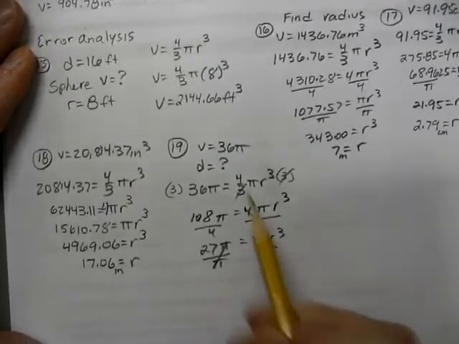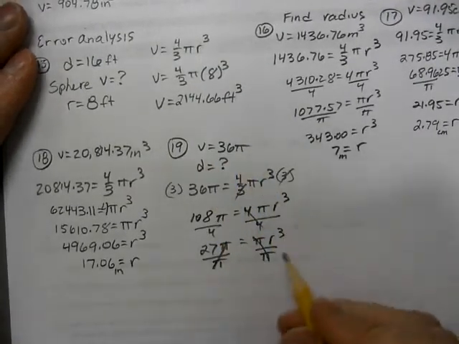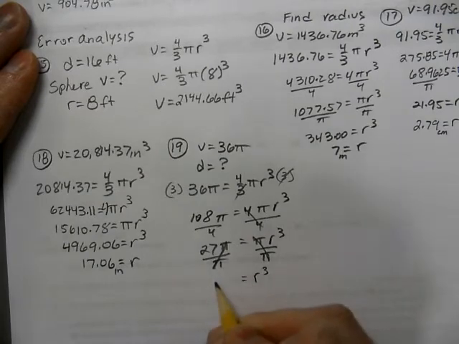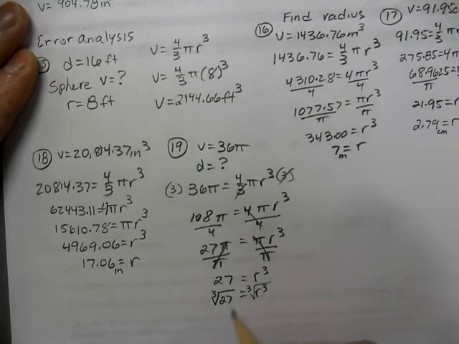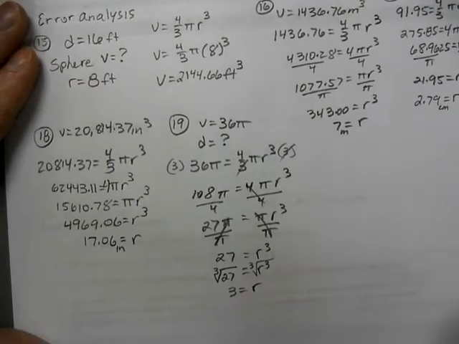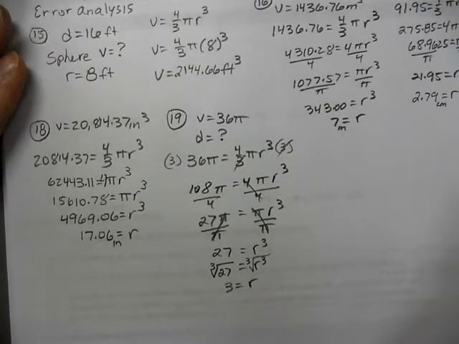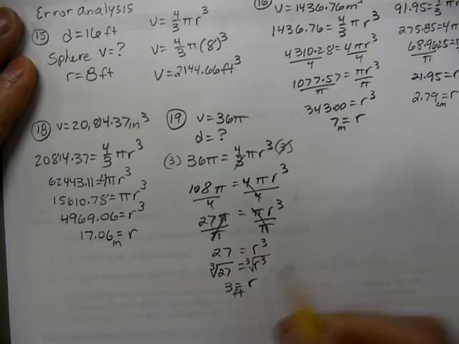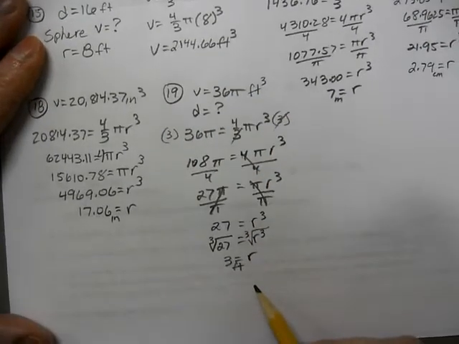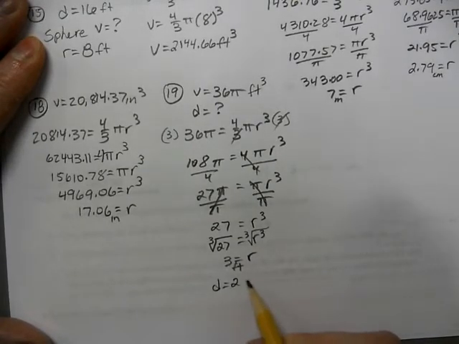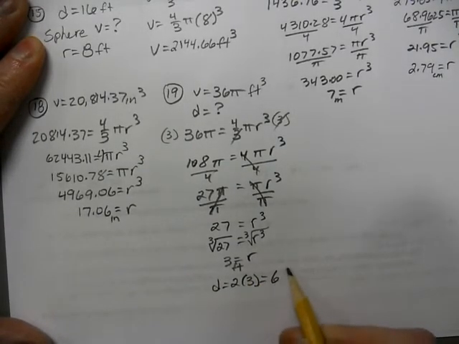The pi is crossed out. Notice how the volume had pi in it. And then what's nice about this one is when we take the cubed root, we're going to get the value of 3. And these units are feet. So that's a radius. So the diameter is going to be 2 times 3, which is 6 feet.